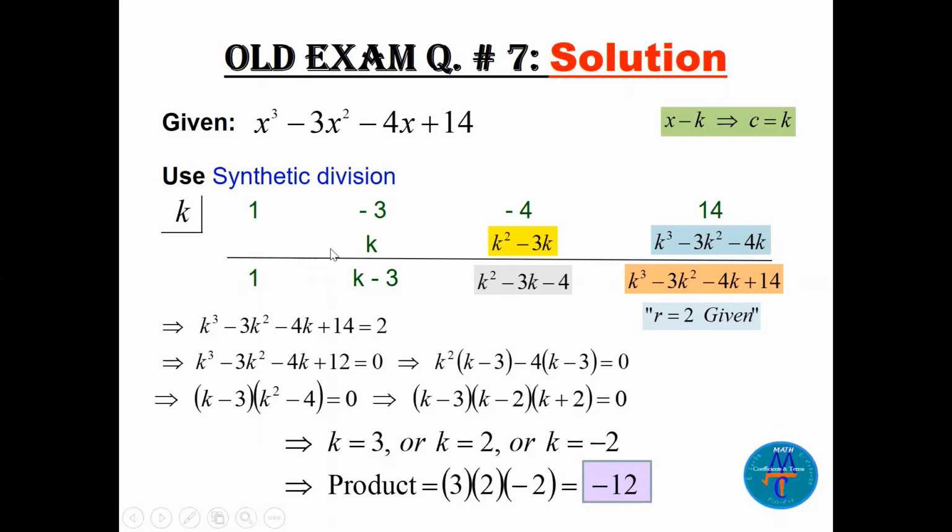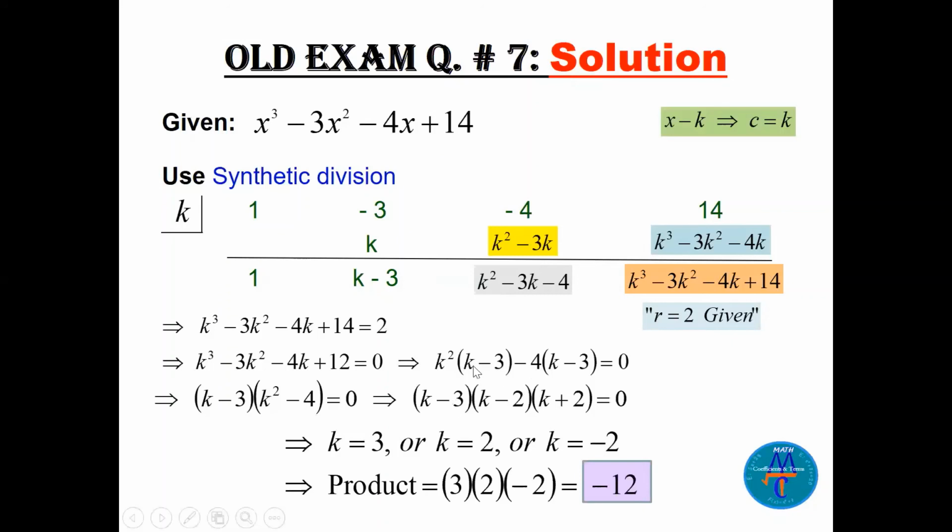So 1 comes down, multiplied by k, so it will be k minus 3. Then multiplied by k again, k squared minus 3k. When you add with minus 4, it will be this expression, multiplied by k again, and then add 14. Now given the remainder is 2, so I take all this is equal to 2. Bring 2 to the other side, because we have to make 0 on the right side always when we need to factor and find the solution.